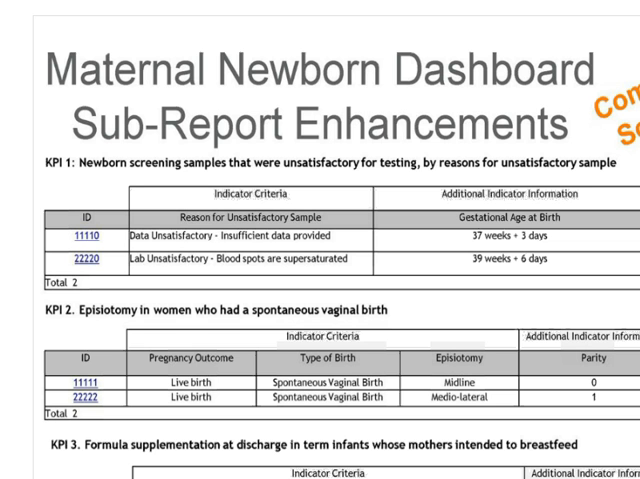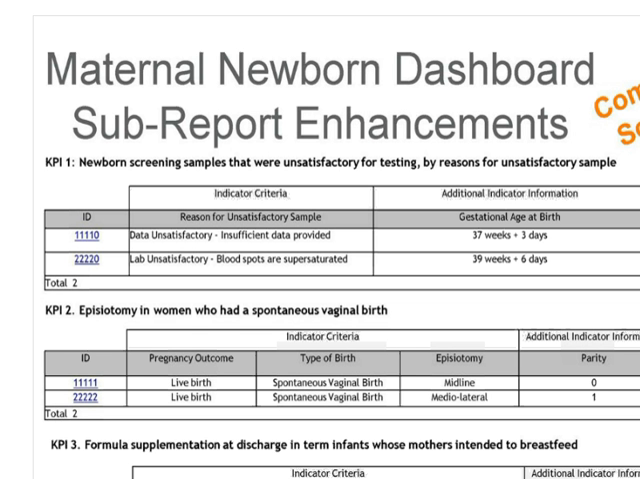The third indicator, and I don't know if you want me to go through all these, is for formula supplementation at discharge in term infants whose mother intended to breastfeed. But basically, again, you can see the gestational age, the intention to breastfeed, and it always has to be yes, of course. That's how we set the criteria for this indicator. The newborn feeding at discharge would be either formula only or combination. In that combination is breast milk or formula, so it contains one element of formula feeding. And that's why this record is being captured for this indicator in the subreport.